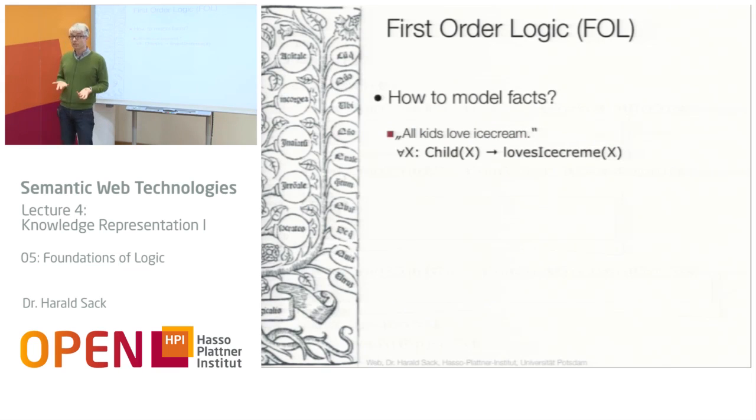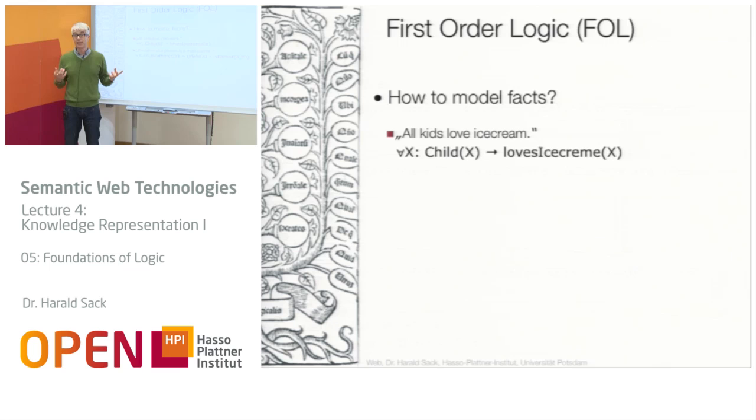So how do I model facts with first-order logic? Pretty simple. For example, here you have all kids love ice cream. In first-order logic, you say, for all variables x, it holds, if x is a child, then x loves ice cream. Pretty simple. You will have in the exercises, again, translations that you have to do between natural language and first-order logic to train these capabilities and to train this to translate first-order logic into natural language and vice versa.